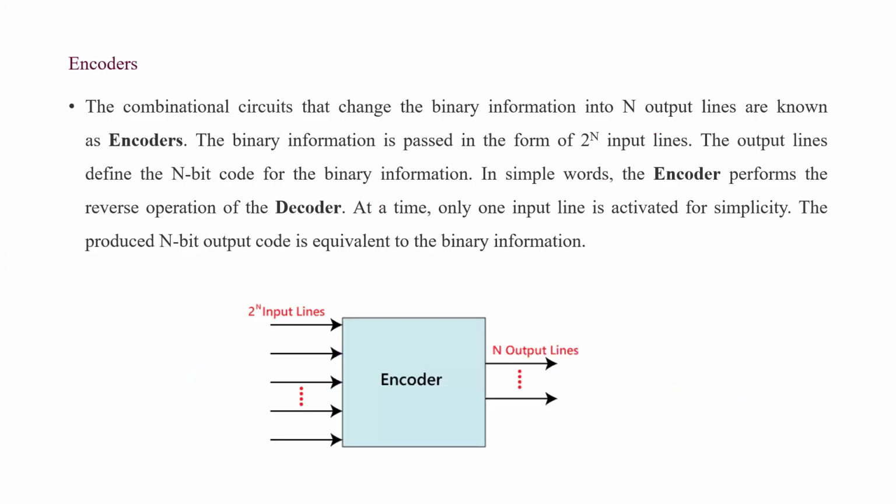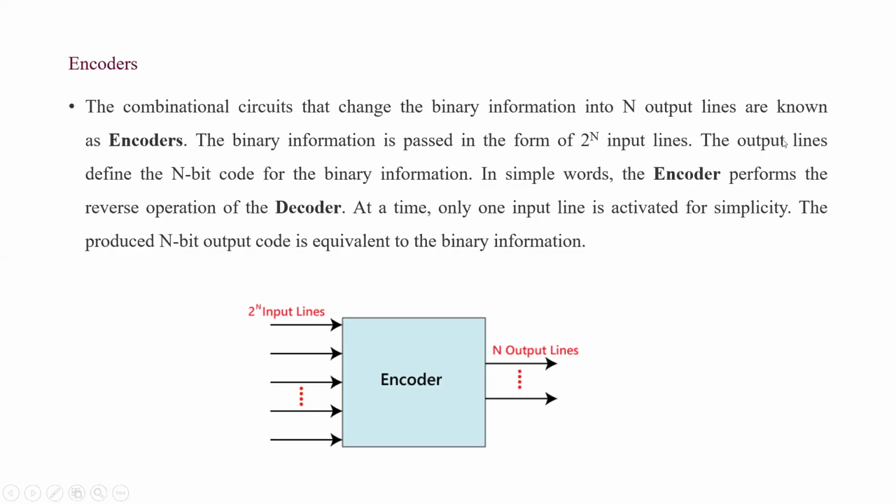Okay, we can see what is an encoder first. The combinational circuits that change the binary information into n input lines are known as encoders. So what happens here? The binary information is passed in the form of 2 power n input lines, and it is going to reduce the number of output lines. The main purpose of the encoder is to reduce the number of output lines and make data transmission easier. That is the important thing.